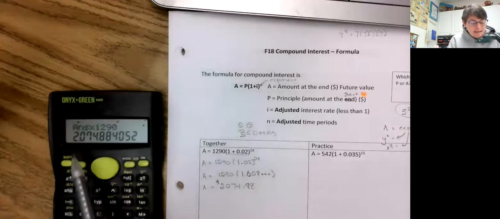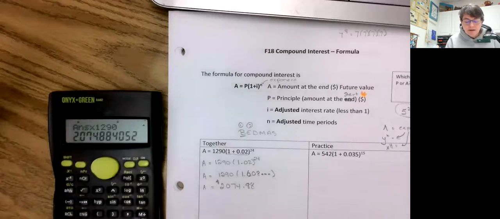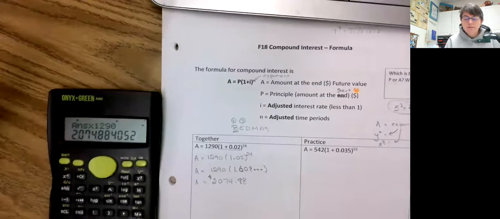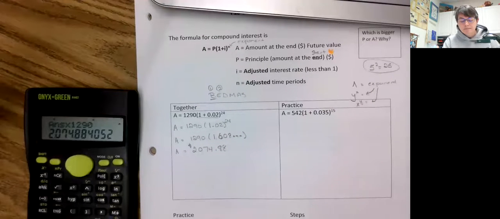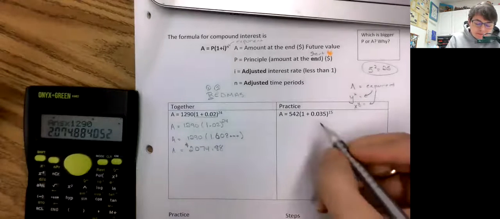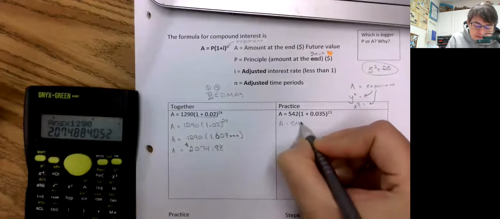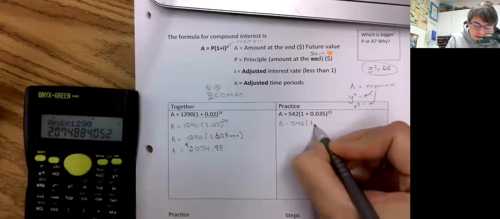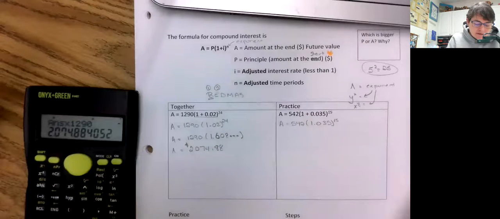And again, because this is money, there's my decimal point, so 2 decimals. Okay, now your turn. Give it a shot. Turn off the video and try it yourself. So A is equal to 542, 1.035 to the 15.